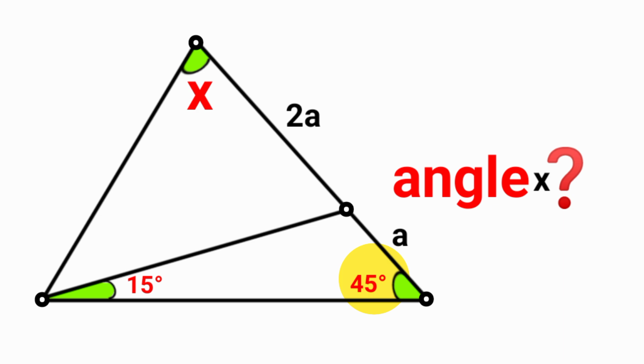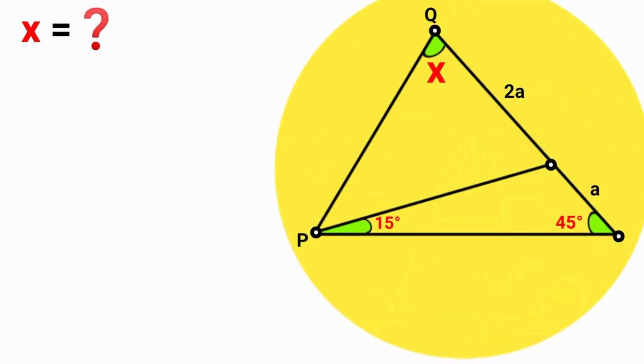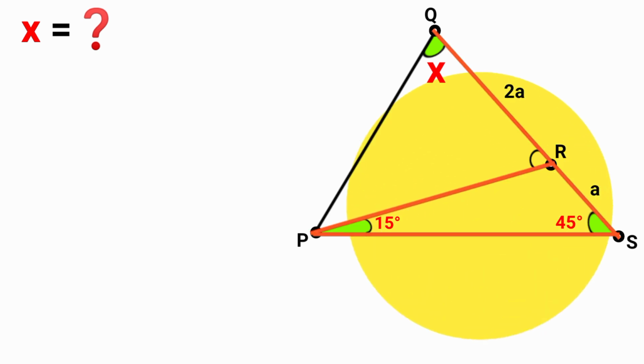So how can we solve this? How can we calculate the size of angle x? Well, it is very simple. We'll start by labeling the vertices P, Q, R and S. And this angle PQR is an exterior angle of this triangle PRS.